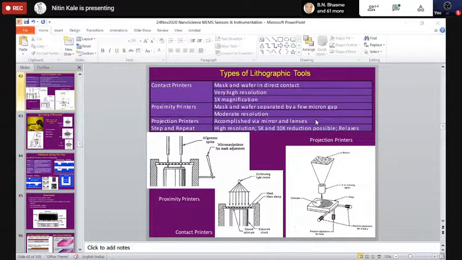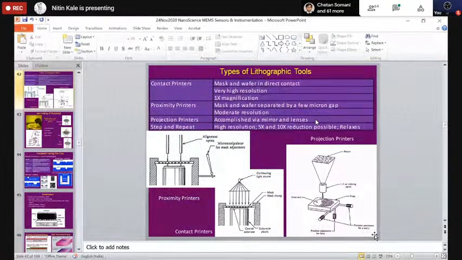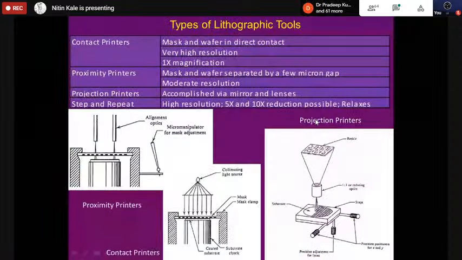I'll just go to the presentation part of it. Is the presentation visible now? Yes, sir, it is visible. Okay, great. And we can start. Yes, sir, we can start. Okay.